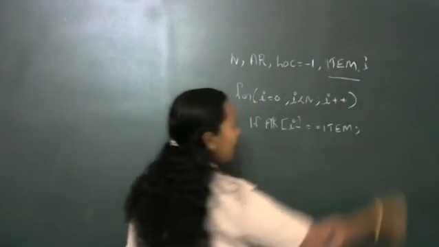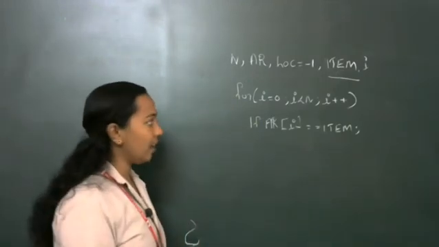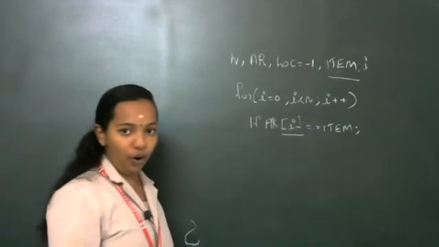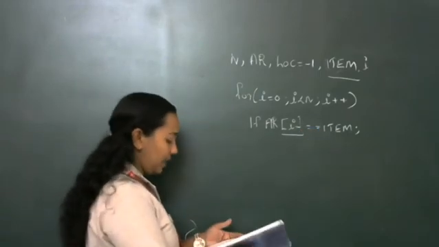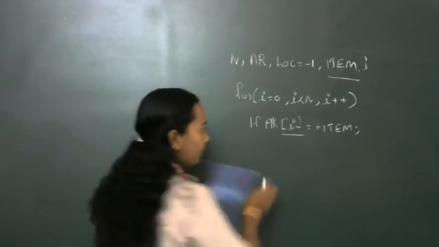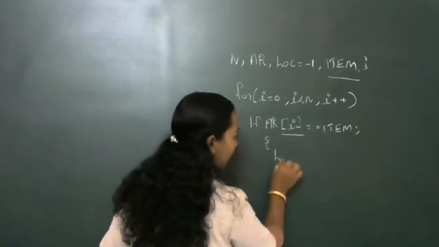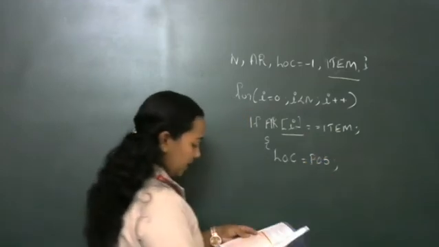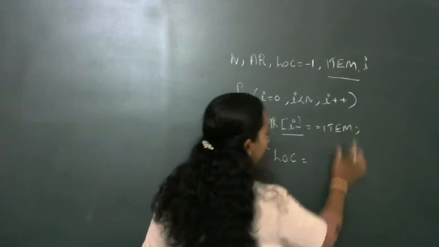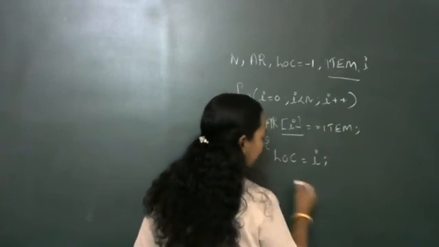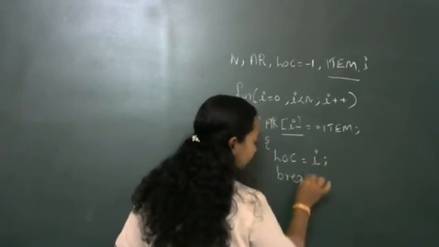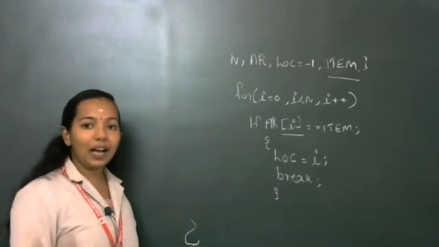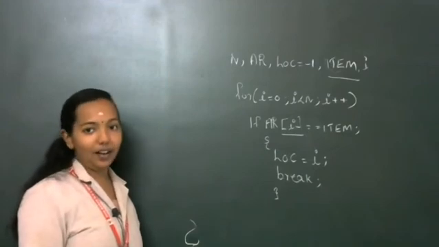We already entered one item. We are checking whether the item is present at the first location or not. If it is present, then what do you want to do? We set LOC equal to, not POS, the value represented is i, and we can break, because we already found the item at element i.